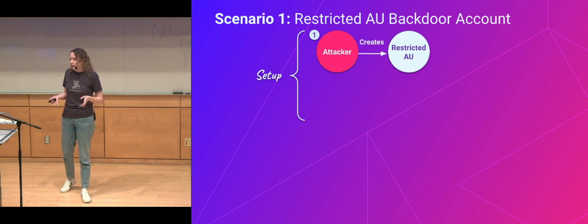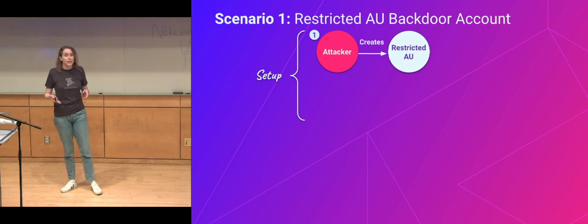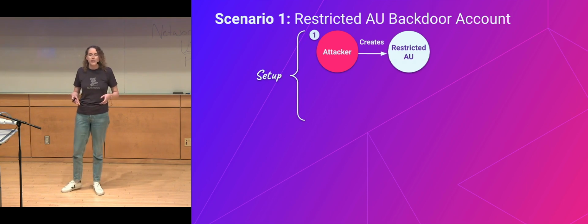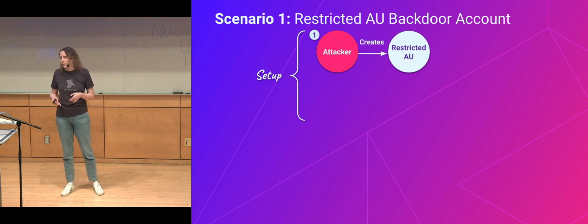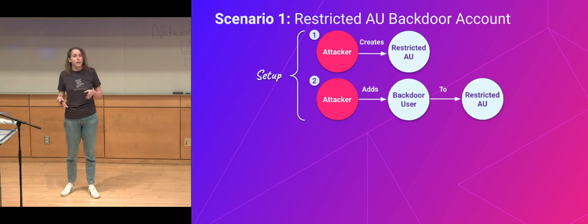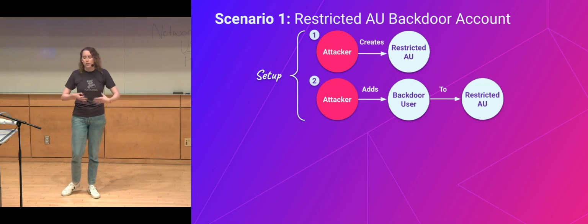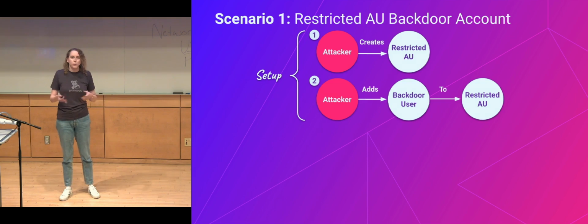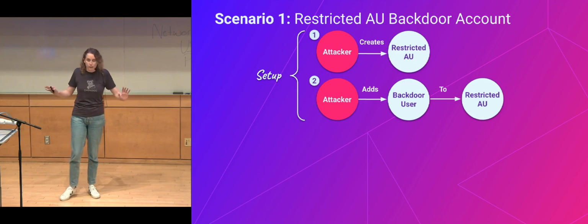In our first scenario, an attacker might be looking to protect an account under their control. Maybe they think they're going to get nabbed. I need to figure out how I'm going to get back into this environment. So they'd create a restricted administrative unit. They'd add the user under their control into that restricted administrative unit. That's their setup. And remember, if you don't have a scoped role assignment over that restricted administrative unit, you don't have the ability to do anything to that user.